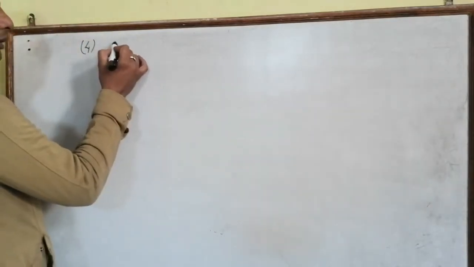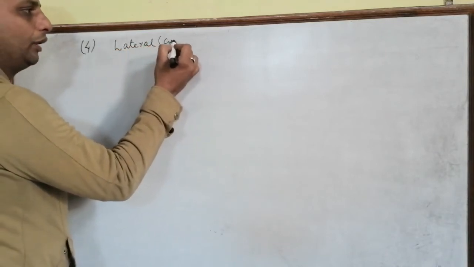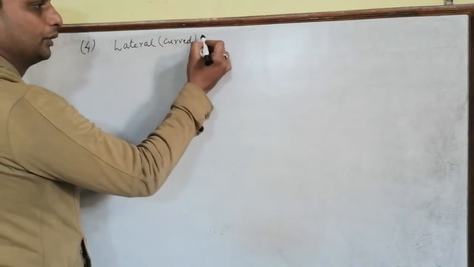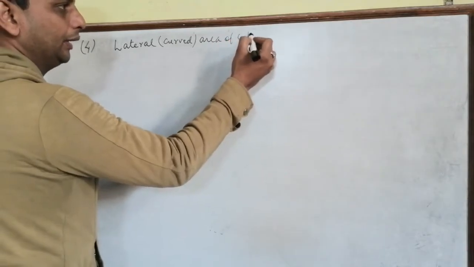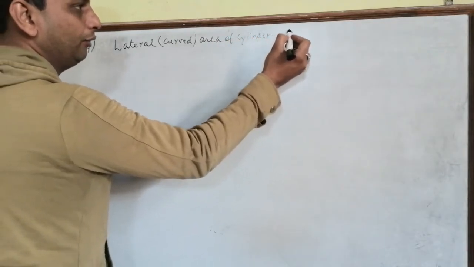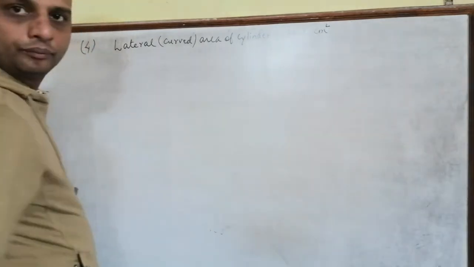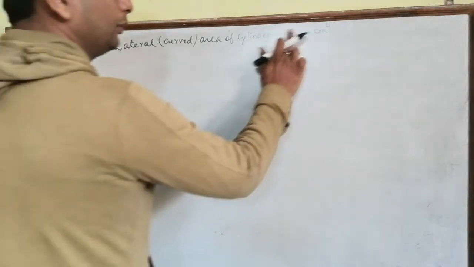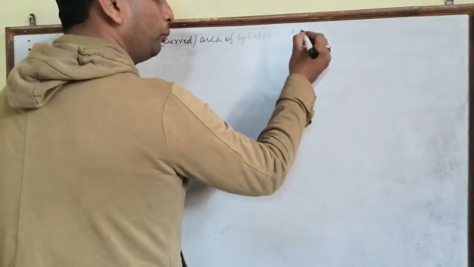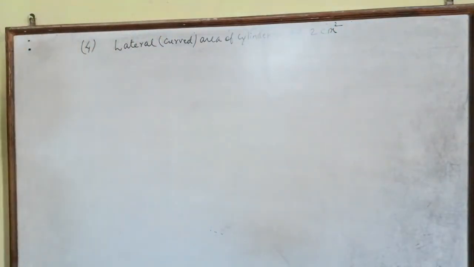So, lateral surface area, in brackets you can write curved surface area of the cylinder. It is given as 94.2 centimeter square. Now, with the help of the lateral surface area, and the height is 5 centimeter, given.